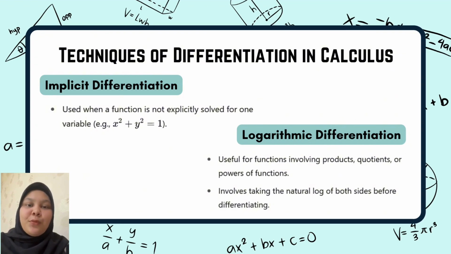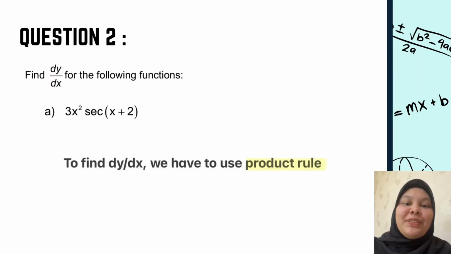For example, x squared plus y squared equals 1. And the last technique is logarithmic differentiation. It is useful for functions involving products, quotients, or powers of functions. It also involves taking the natural log of both sides before differentiating. Without further ado, let's try answering some differentiation questions.